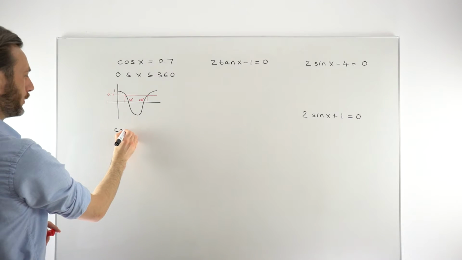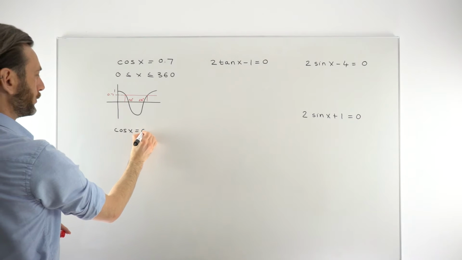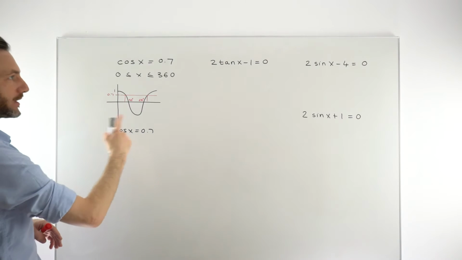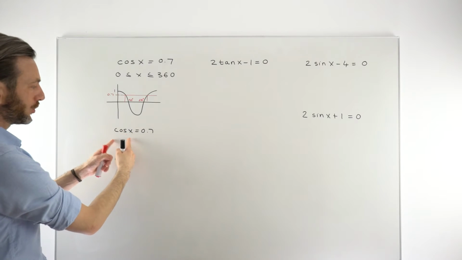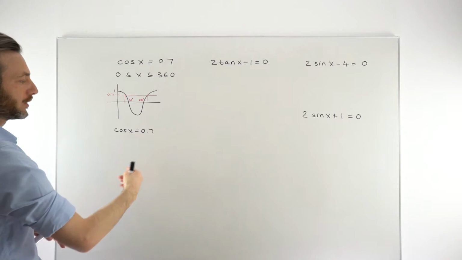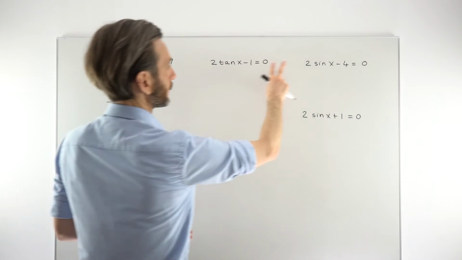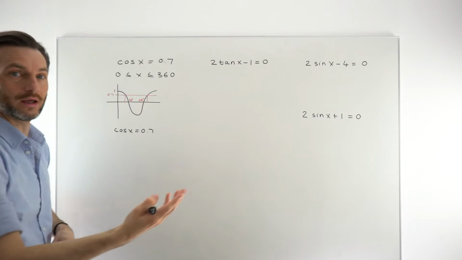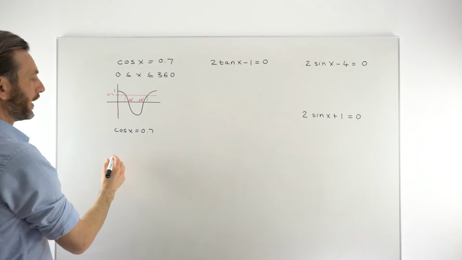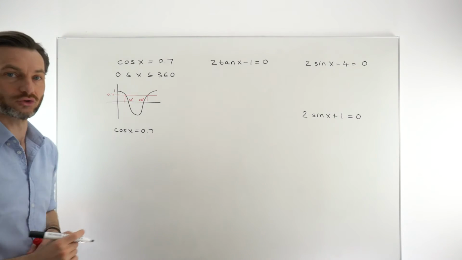Let me just pull the equation down here. Cos x equals 0.7. The first thing is to get the equation rearranged, so you've got cos x on one side and the number on the other. We've already got that, whereas in the others we're going to have to do a bit of rearrangement at the start. Once you've got that, then it just becomes a calculator exercise.